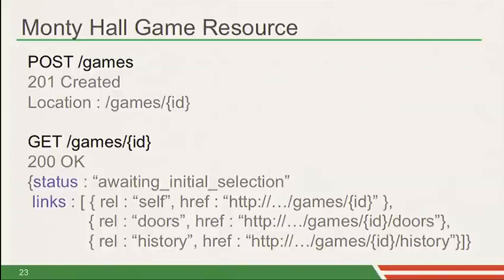And so what does the REST API look like for this particular game? Just to show you what we want to code up, we'll initiate a game by posting to /games. What we expect to get back, in the good case, is a 201 Created and a location header telling us the location of the game entity that we just created. If we were to get that game, we'd see its status. In this case, we've just started a game, so it's awaiting your initial selection: what door do you want? And we see a bunch of links. This is how we can start to navigate. If you want to know where the doors are, here's a doors relationship and the link you follow to find them.